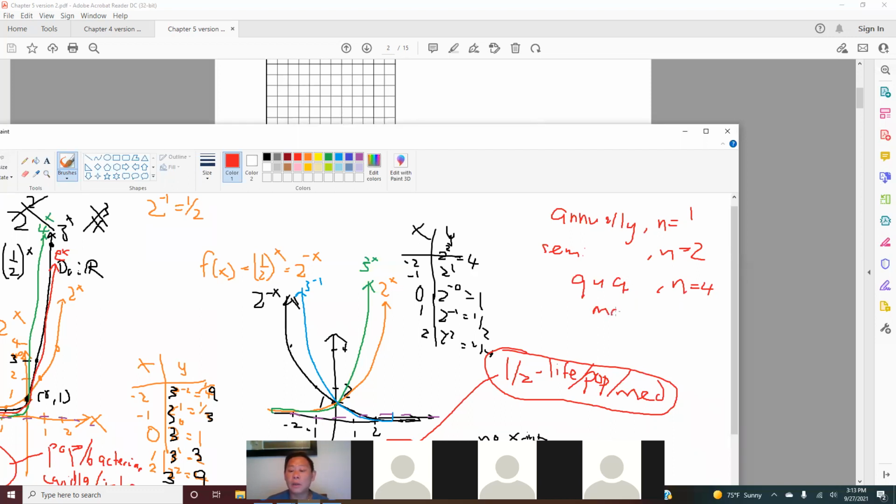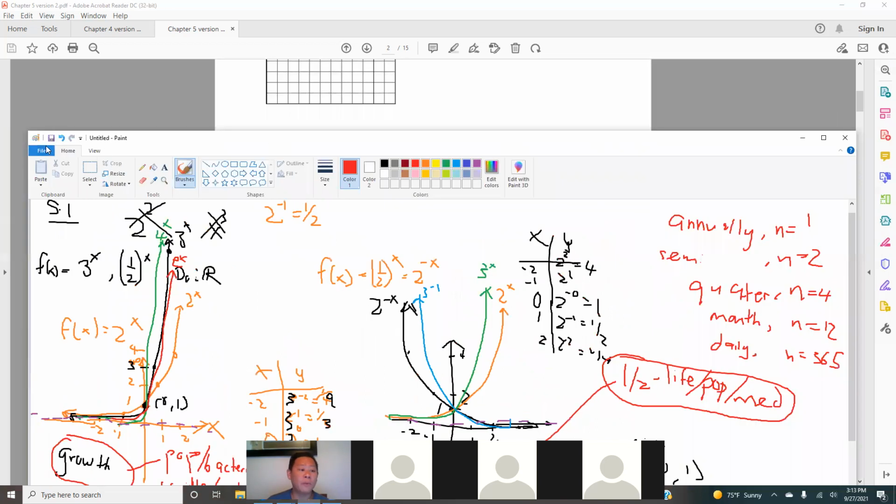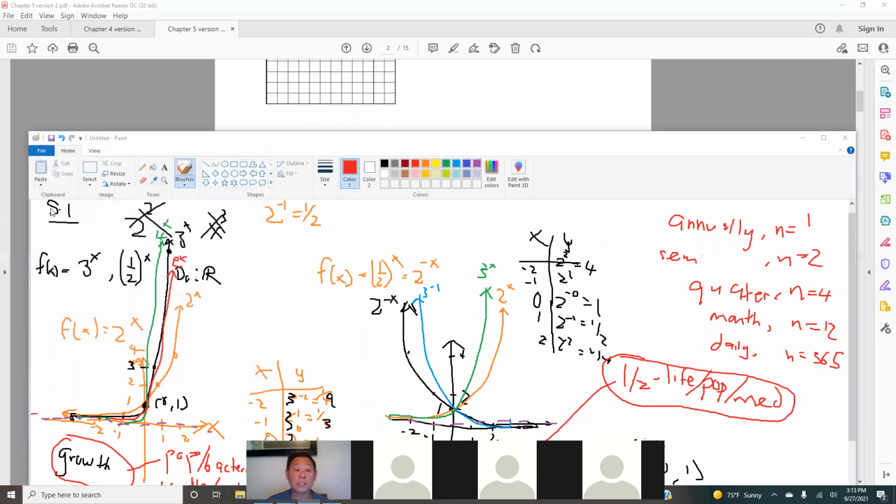Monthly will be 12, because we have 12 months. And for daily, we use 365, because we have 365 days a year. When they ask us to use this formula, they will tell us how many times it compounds: annually, semi-annually, quarterly, monthly, or daily. So when you do your word problems, make sure you read the questions and figure out how many times it compounds in this case.